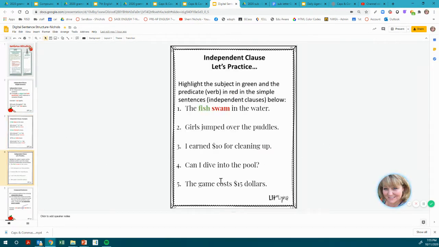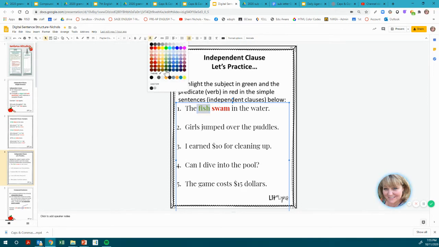Independent clauses, let's practice. You're going to highlight the subject in green and the predicate, which we call the verb, in red in the sample sentences. So all the independent clauses below. The fish swam in the water. I did this first one with you. Fish, what I would like to do is go here and, instead of highlighting, I prefer to change the color. The fish did what? Swam. So I'm going to change it to this nice red. The fish swam in the water. Done. Do that for the rest of these.